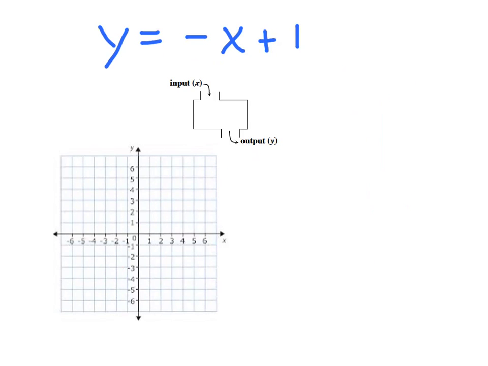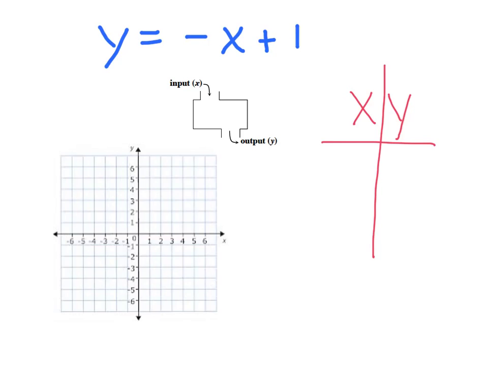Okay, you try this one. Pick values for X as your input values. Pick at least 3. And then get corresponding output values and then plot them on your graph. You can pause this video and check and see how you did.